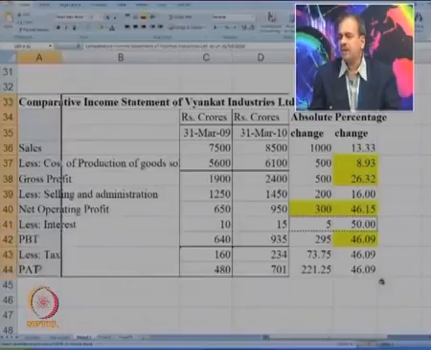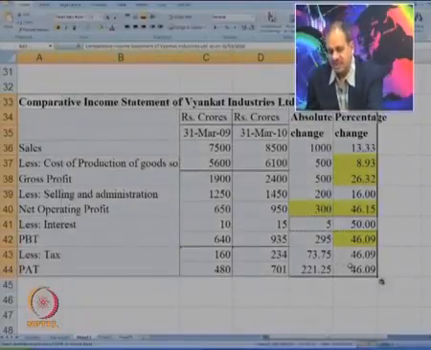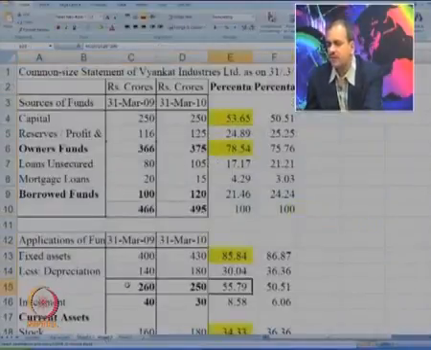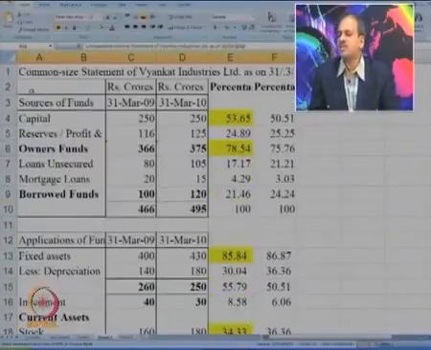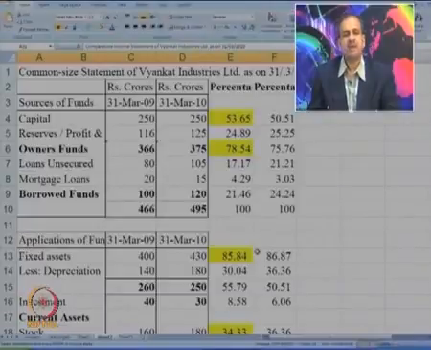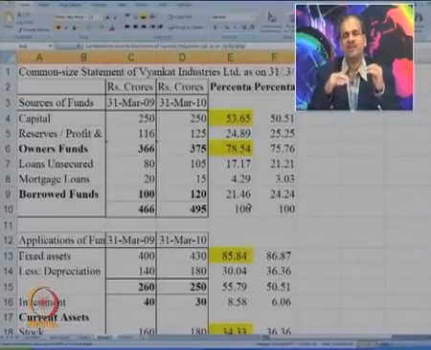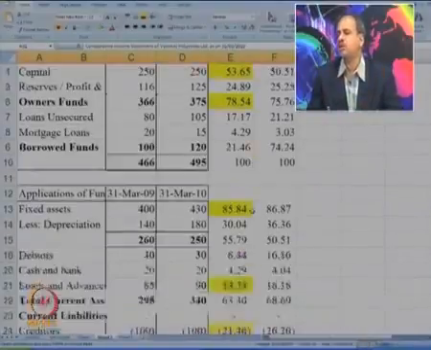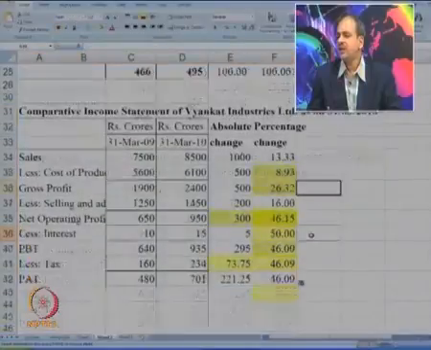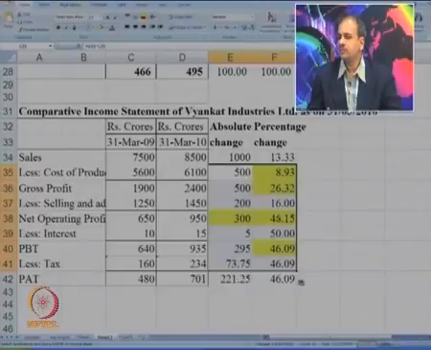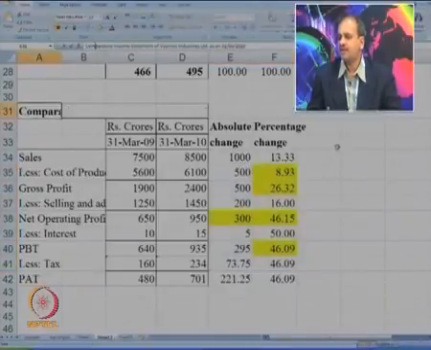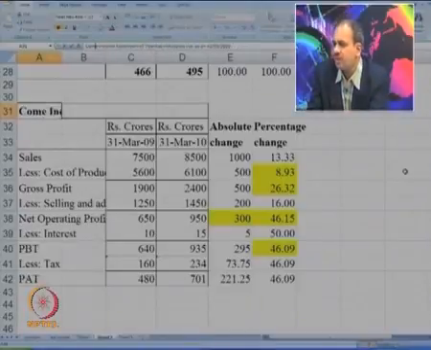Now, let us try to make a common size income statement. So, we will go to the next sheet where we have already made a common size statement for the balance sheet. Now, you know that in common size we take the total and find each item as a percentage of the total. Now, here again we will try to do the same thing. Right now, I have just copied the comparative income statement. Let us make a common size statement from it.